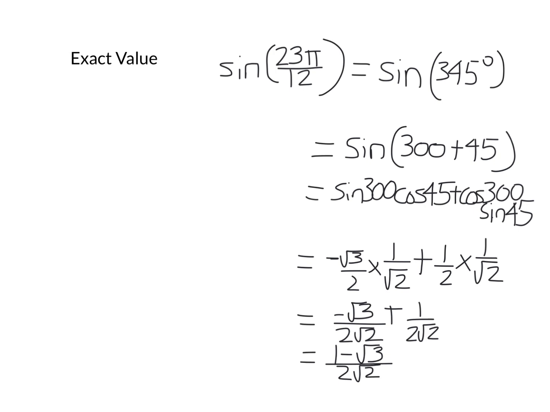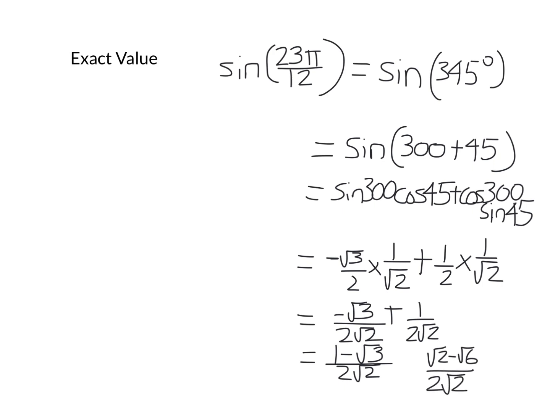Now, this is the answer, but some people are a bit fussy, and they won't like this answer because the denominator is irrational. So to rationalize the denominator, you can put this straight into the green calculator and it will do it for you, or you need to times top and bottom by root 2. Either way you do it, you end up getting root 2 minus root 6 over 2 root 2.